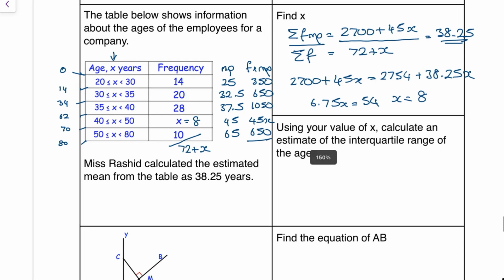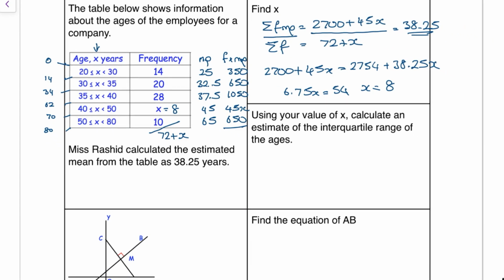Now, why have I done that? Because my interquartile range is going to be, well, I'm writing in red so you can see what I'm doing. Now I know there's 80 things overall. So that means my lower quartile is the 20th, a quarter, and my upper quartile is 3/4, which is the 60th. And the 20th item's in here, and the 60th item is in here.